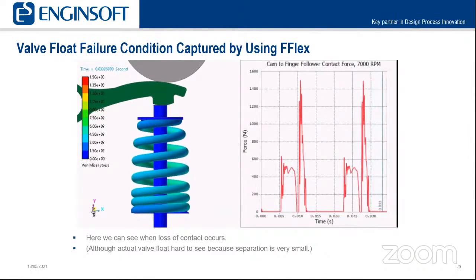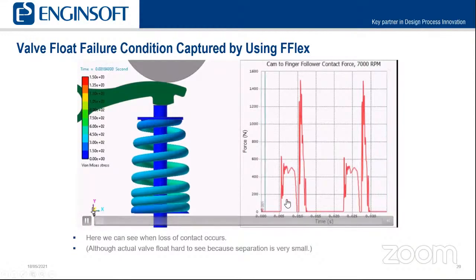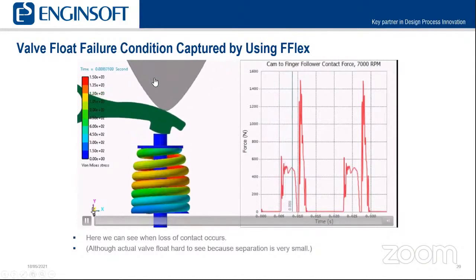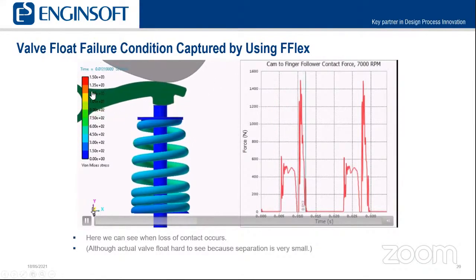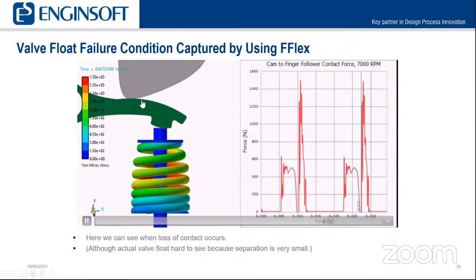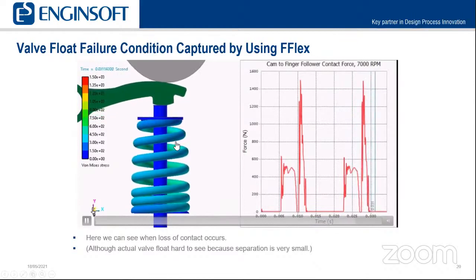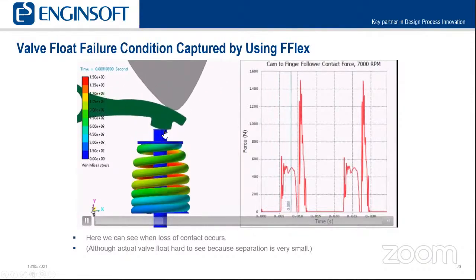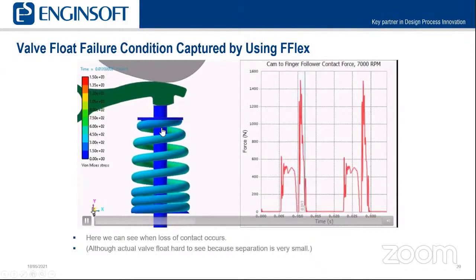It's a little bit hard to see. You can see where in the plot where in the cycle the failure occurs, although the separation between the cam and this finger follower is so small that you can't actually see it in the animation. But I think you can sort of tell that that's basically where, at the peak of where things are being compressed, and where the finger follower is being pushed downward at the fastest value.